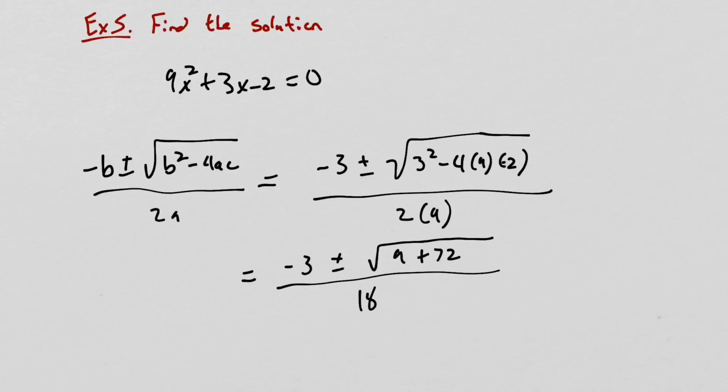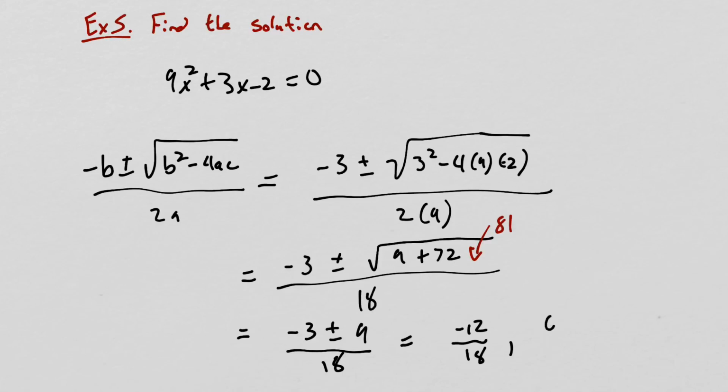Since we have 9 plus 72, this is the same thing as 81, which means that this is equivalent to negative 3 plus or minus 9, divided by 18. The numerator will have two solutions. Either we'll have negative 12 divided by 18, or we'll have positive 6 divided by 18.